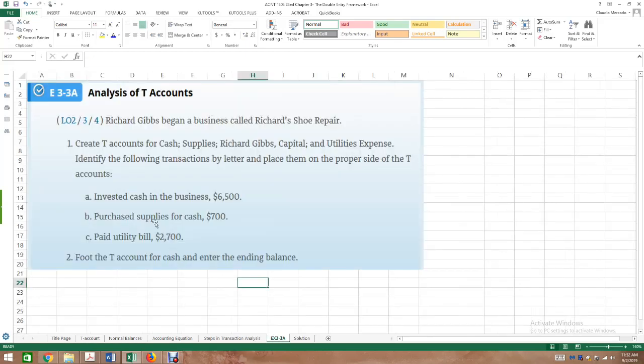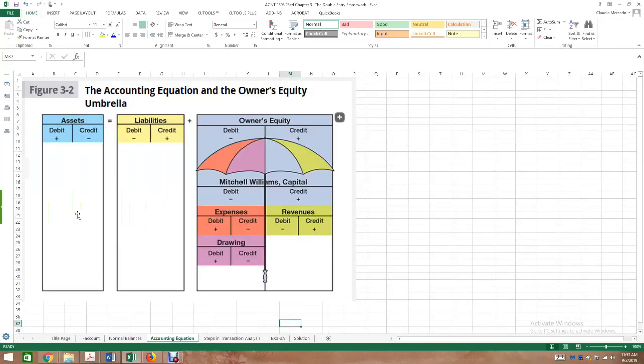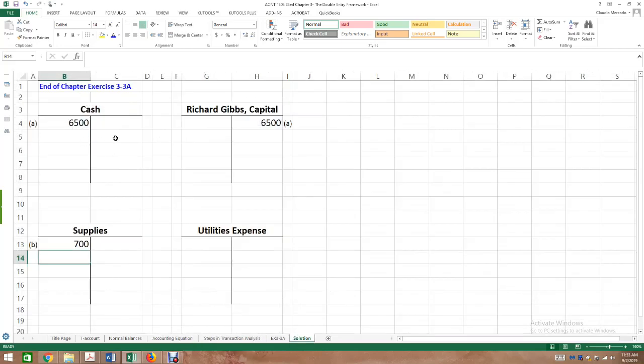Now, how did you pay for your supplies? With cash. So let's look at the accounting equation. Cash is an asset. Do you have more or less cash? Well, because you bought supplies and you paid with cash, that means you have less cash. Your cash decreased. So I am going to credit my cash. Cash is going to be decreased by $700.